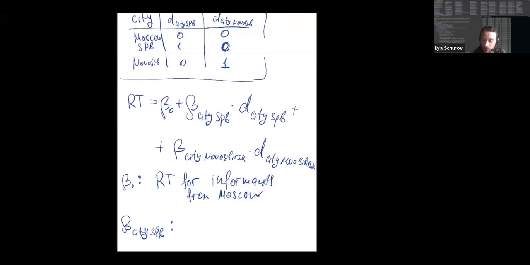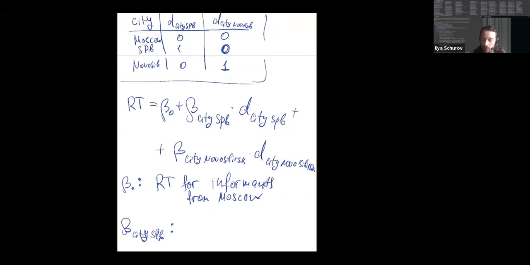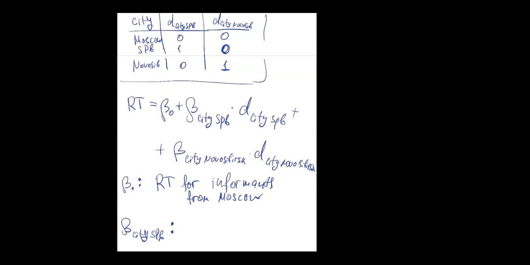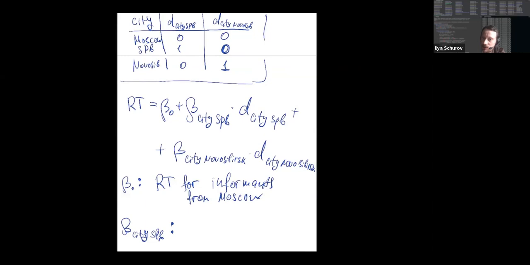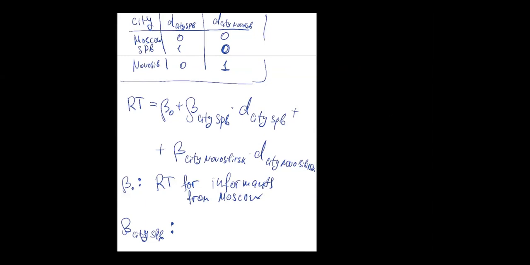So let us return to this interpretation of what this beta city Saint-Petersburg says to us. How can you interpret it? This is going to be beta naught and beta city for Novosibirsk, because St. Petersburg is going to have a value of... Sorry, can you repeat this? This, if I understand correctly, would be beta naught and beta Novosibirsk, since we're looking for the St. Petersburg value. Did I understand correctly?